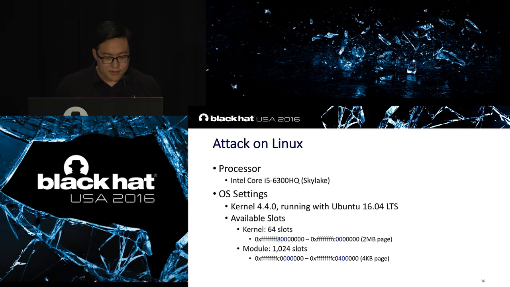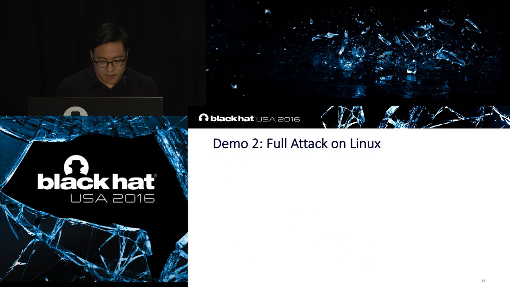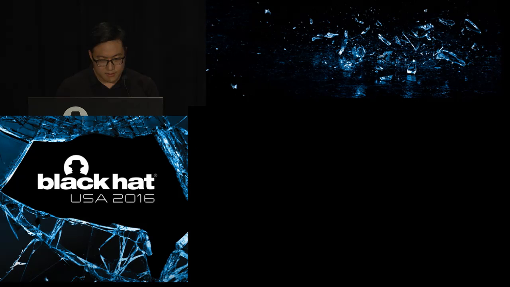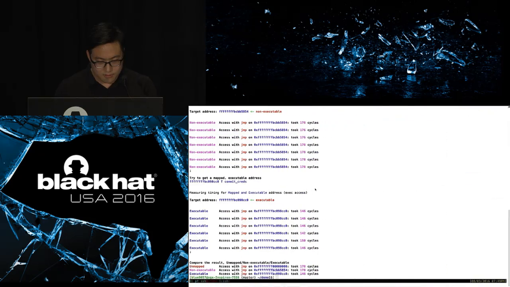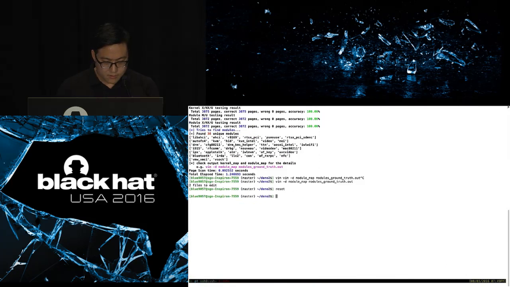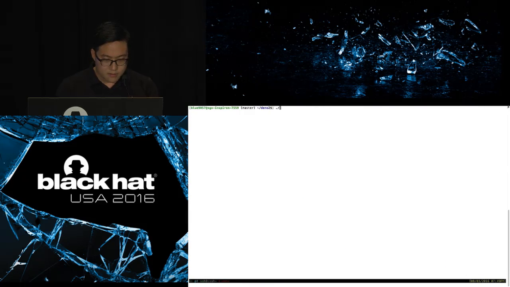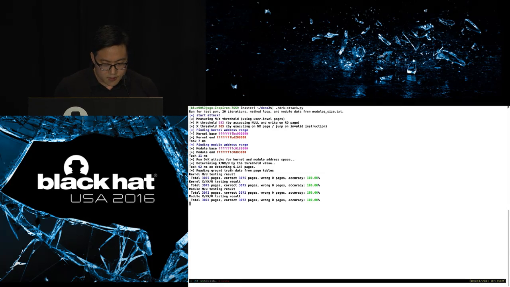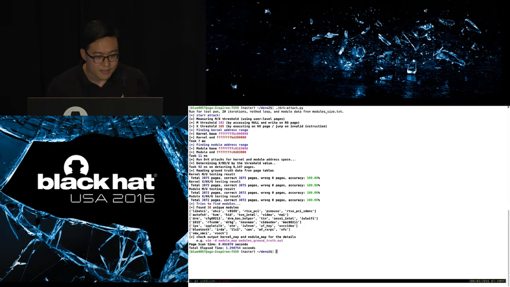So for attacking Linux, we target the same processor I just showed in the demo, the Core i5, running Linux kernel 4.4. And let's see the full attack demo on Linux. The attack is really quick, so please be careful. The attack is finished, and let's take a look at the result.